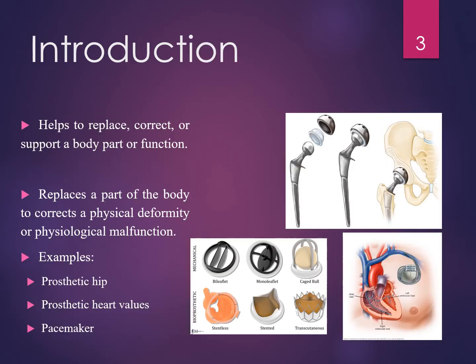By definition, a prosthetic device is generally any artificial device that helps replace, correct, or support a body part or function. To put it simply, it replaces a part of the body to correct a physical deformity or physiological malfunction of some sort. Such devices can be implanted or externally attached. Some examples of prosthetic devices are shown here, including a prosthetic hip, a pacemaker, and prosthetic heart valves. The theory behind such devices cannot be properly explained as each category of devices has its own theory. To further explain the theory behind such devices, a specific group of prosthetics called bionic arms is explained.